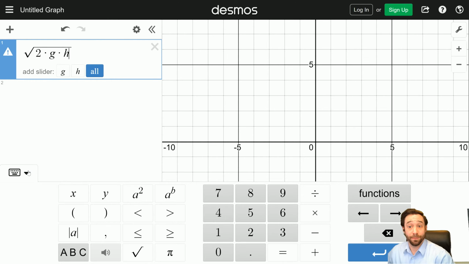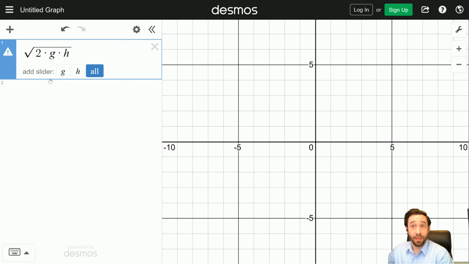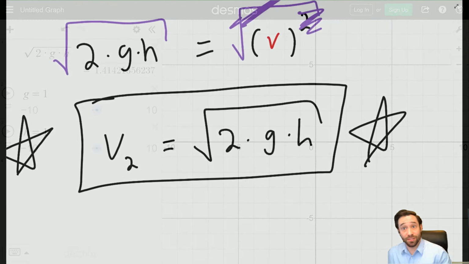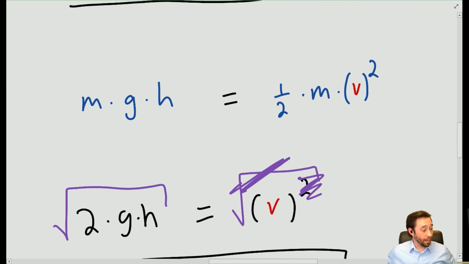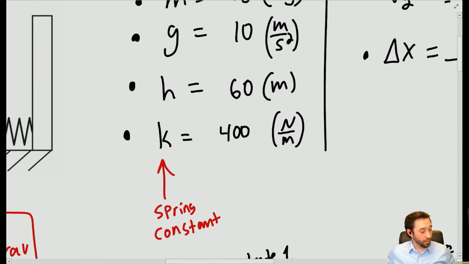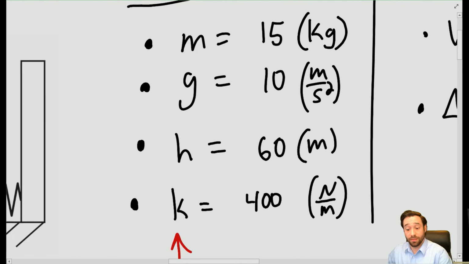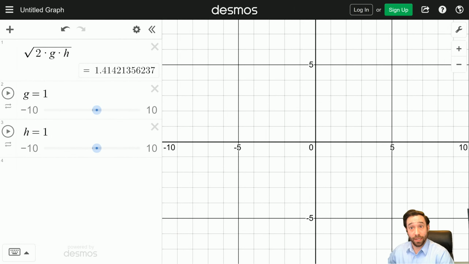Yes. Now, here's something that's super useful. Notice here it says add slider. So if I hit all, what this is doing is it's plugging in 1 for g and 1 for h. Now what we can do is instead of having 1 and 1, I can actually plug in the values of my knowns. So in this case, what I can do is for g, I don't want 1. Luckily, they've already got 10 right there.